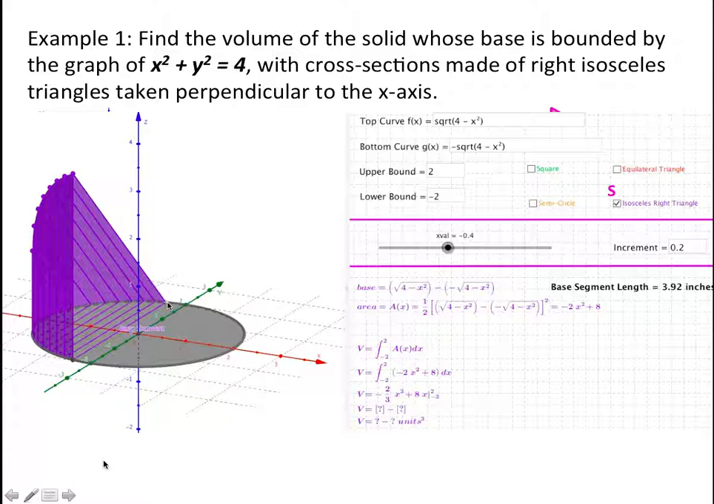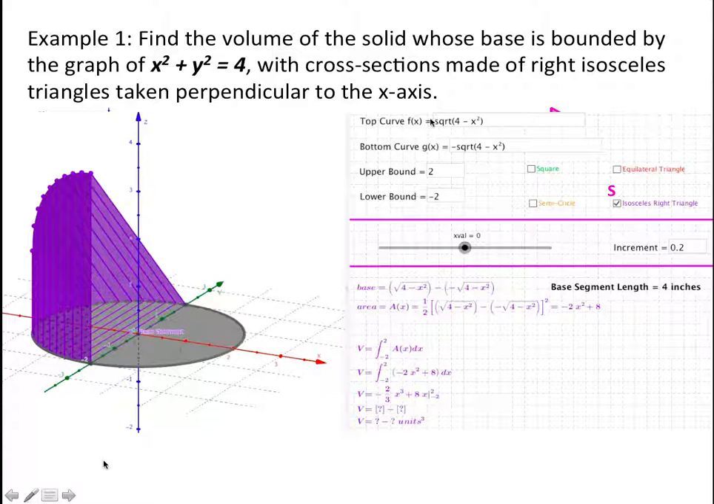We're going from the top of the circle to the bottom of the circle. And so we're going across that entire distance to get the length of the base. And if I go to the center of the circle, you can see that the length of that base is the diameter of the circle. And so when we look at the functions here, the diameter of the circle is just 2 times the square root of 4 minus x squared.